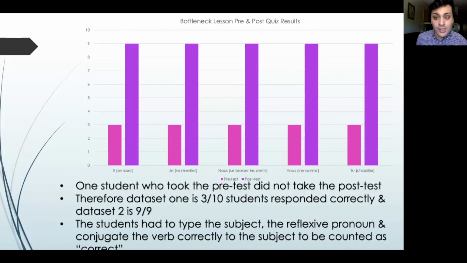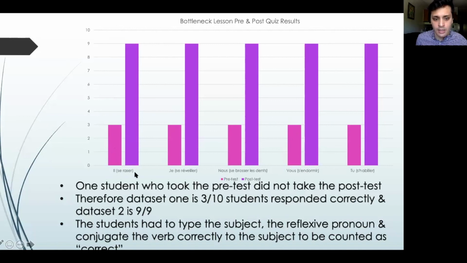Okay, then, so let's walk a little bit through the results of the pre and post test, and then talk a little bit about what they'll be doing during the synchronous lesson. So these are the results of the bottleneck quizzes. What it's showing is that in the magenta-ish color here, this is the pre-test, and 3 out of the 10 students who took the pre-test consistently got the right formation.